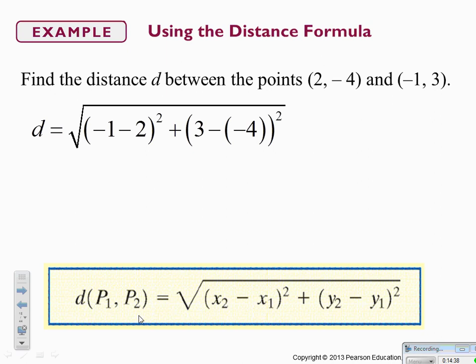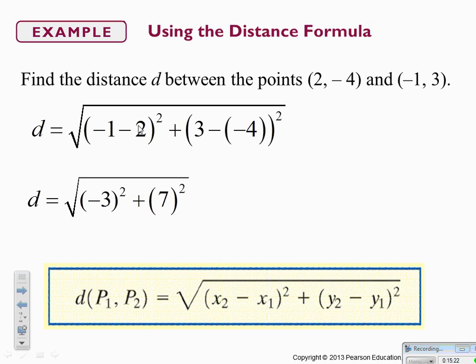All right, so we are going to put our x2 first minus our x1, so that would be -1 - 2 squared, and then our y2, which is 3, minus -4, which is our y1. And we're going to square it. The hardest part about using the distance formula is keeping your positives and negatives the way they need to be. Minus a negative is plus, so this will end up being 3 plus 4. This is negative 1 minus 2, which is negative 3. So we're going to get negative 3 squared plus 7 squared.